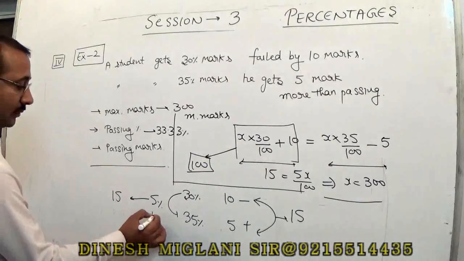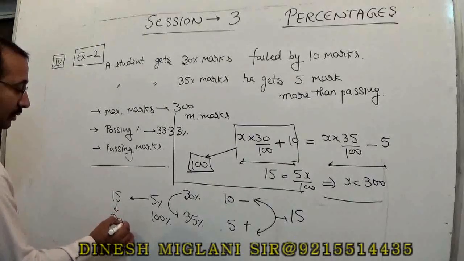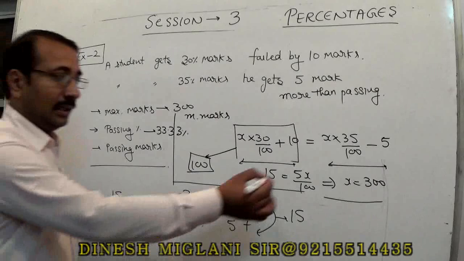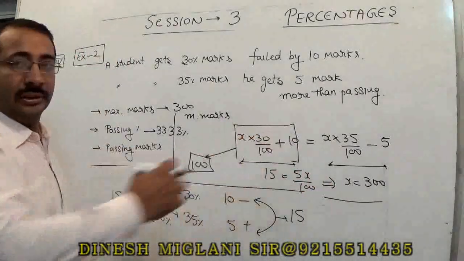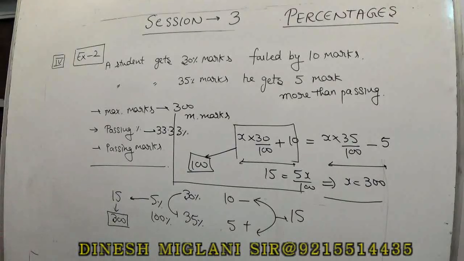We have to find the maximum marks, this is 100%. 100% is taken as 300. So we can say the maximum marks is 300. That is the value of X that we have found by using this equation, or we can directly answer it in such a way. The maximum marks is 300, then we can find our passing marks as well as the passing percentage. I hope the idea is clear to you.